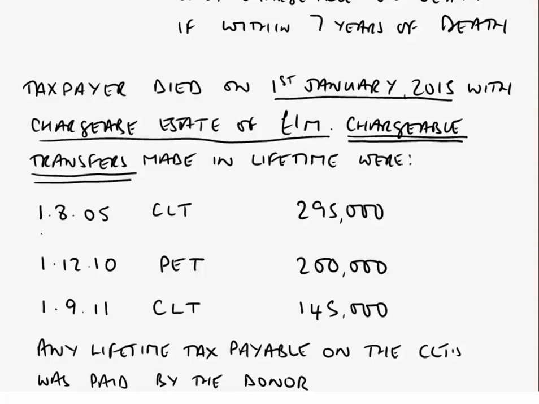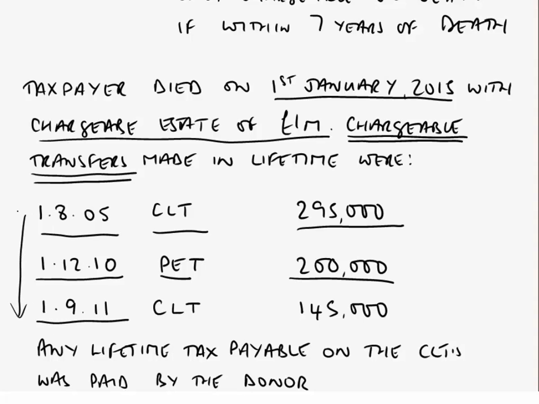And for the 1st of August 05, we have a CLT, £295,000. Then 1st of December 10, you'll note that is within 7 years of August 05, a PET, 200,000. Then again, still within 7 years of that 1st of August 05 transfer, that CLT, another CLT for £145,000.